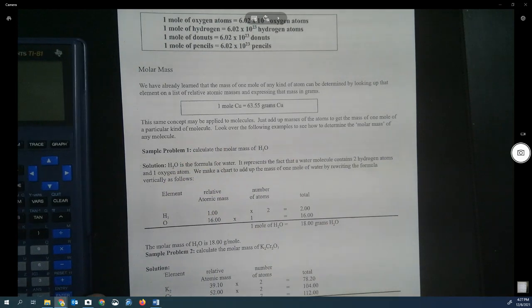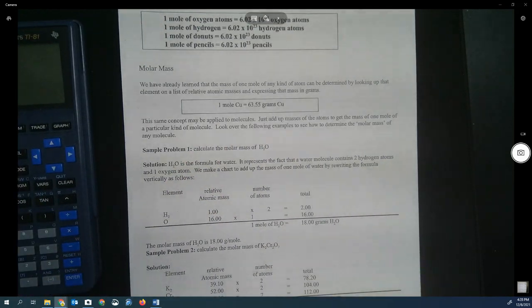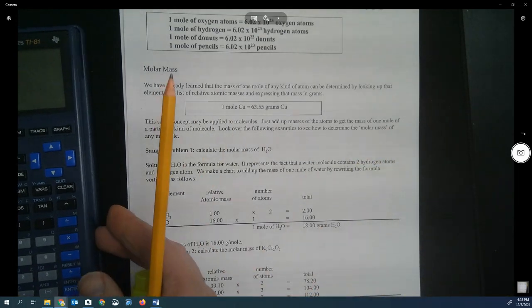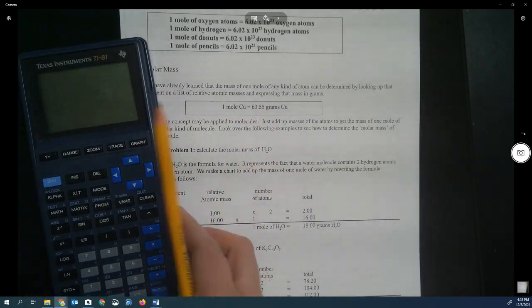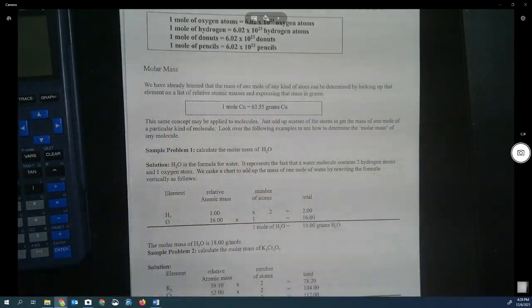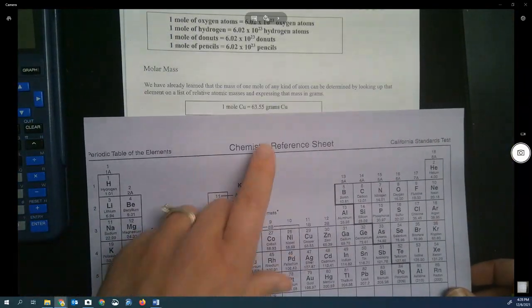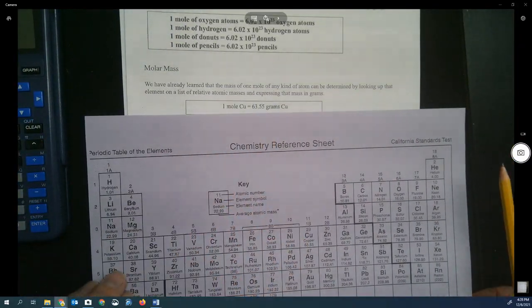So I should have mentioned, to begin this lesson, what we need is pages 46 and 47 in our packet, and we'll move on to page 48. A pencil would be helpful, a highlighter, and then you're going to need a calculator, and then finally our periodic table. Okay, so where does 63.55 grams come from?